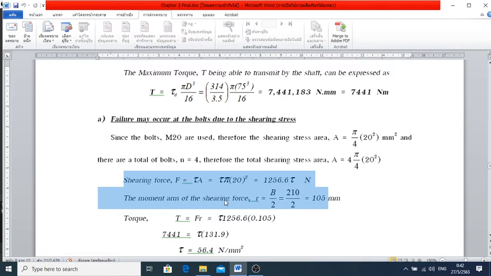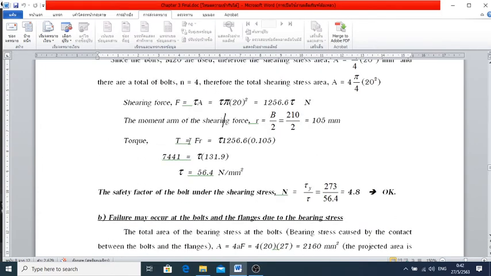So therefore, the arm of the force is going to be right there at B over 2. So that's why the torque equals F times R. I just substitute down there. F is going to be 1256.4, and then times R, things like that. So that's why I got one unknown left there. This means I just input the torque of 7,441.